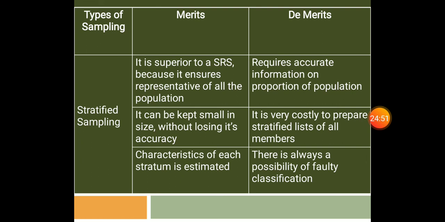Understood? So that is why we are saying that once we divide this heterogeneous group into homogeneous subgroups as strata, from each stratum, based on the size of the stratum, we need to select the sample proportionately. It's very costly to prepare a stratified list of all members. There is always a possibility of faulty classification.